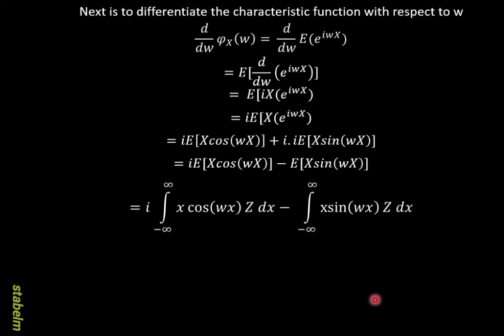Now that we have this, we can see that we have our imaginary i here, the iota, which automatically translates to the whole of this function here now being an odd function. The whole of this function here is an odd function, and as a result of that, we can set it to be just zero. Therefore, all we'll be left with is the other function, which is minus the integral of X sin wX f_Z dx, and from here we have this.